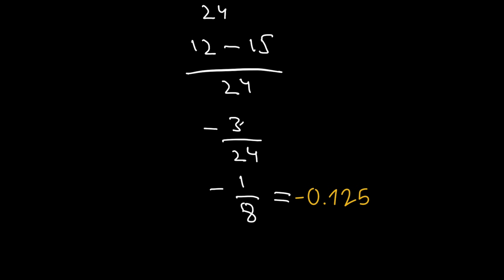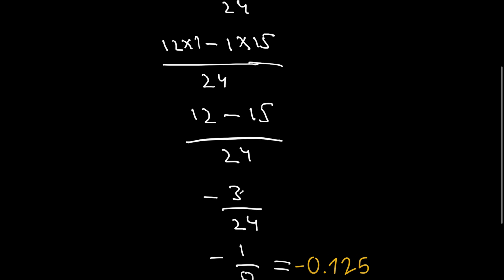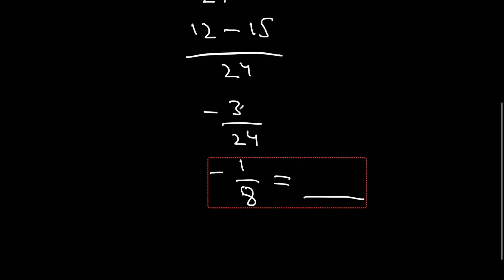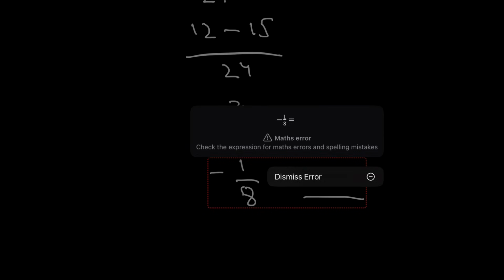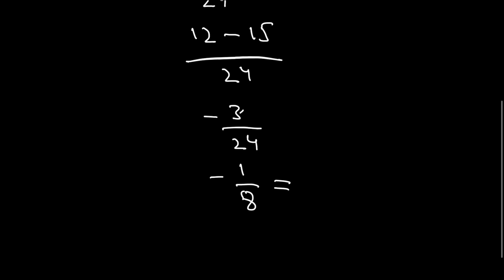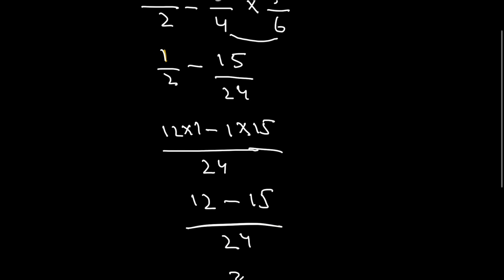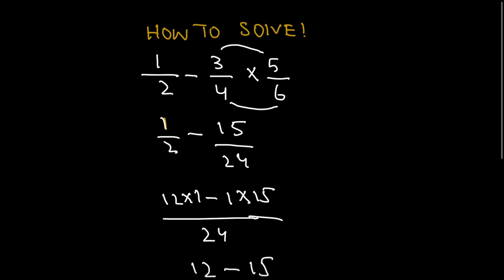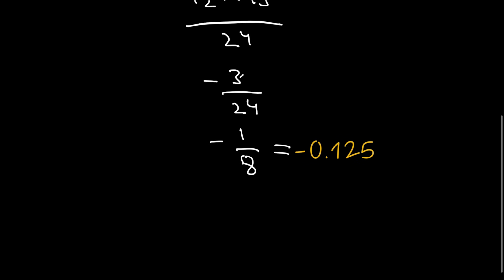And now we verify this answer, whether we get right or wrong. So we check the answer. Here we write the equal sign in the question, and the automatic calculator gets the answer minus 0.125. Here is minus 0.125. So we are getting the right answer.